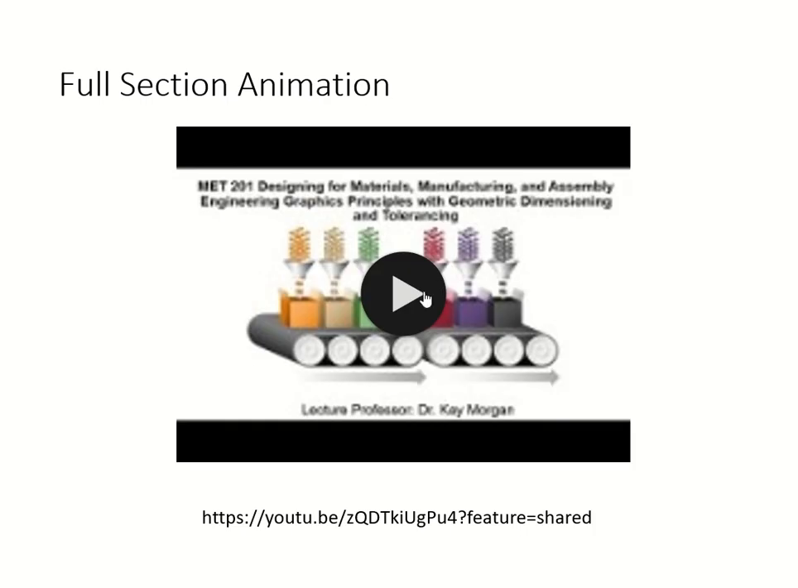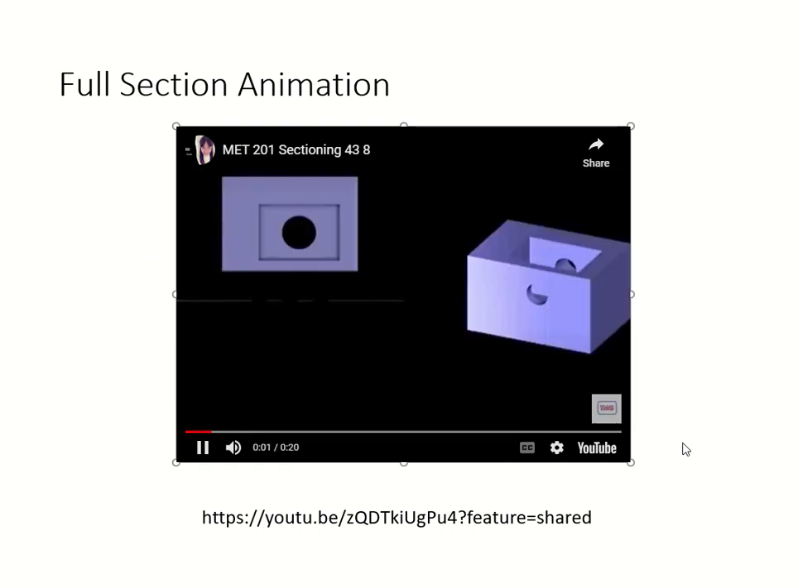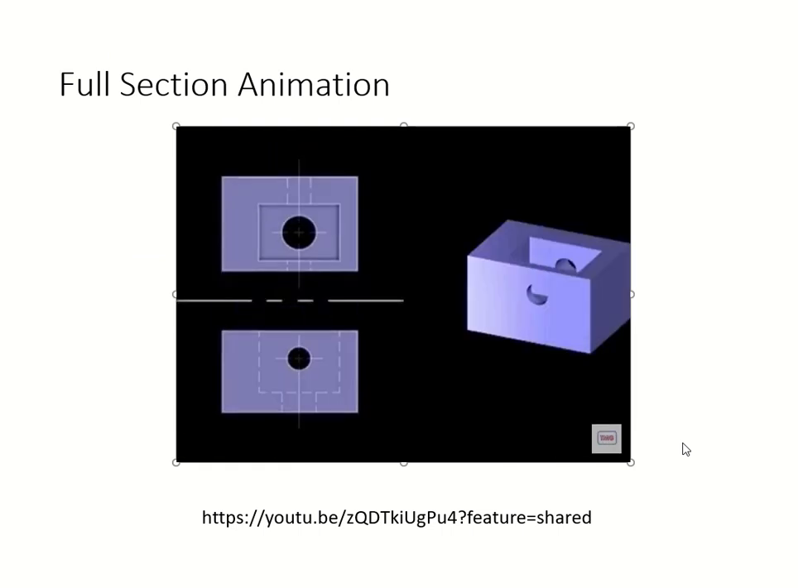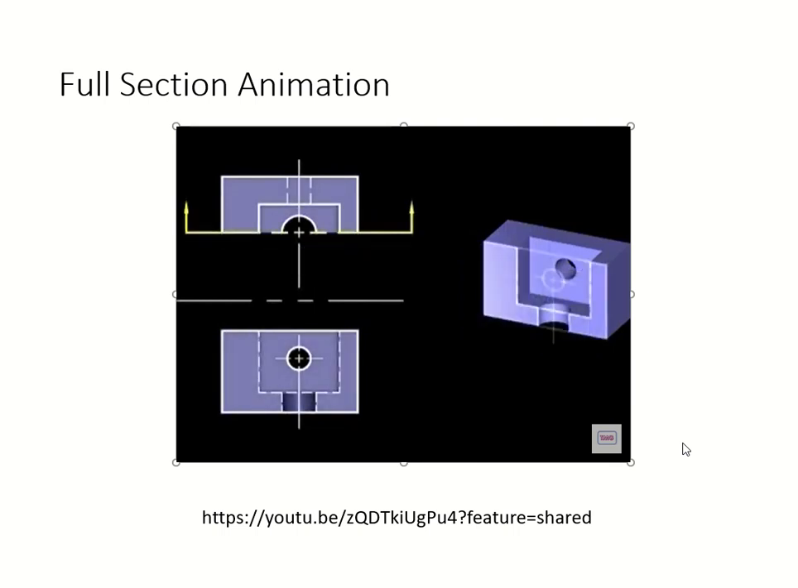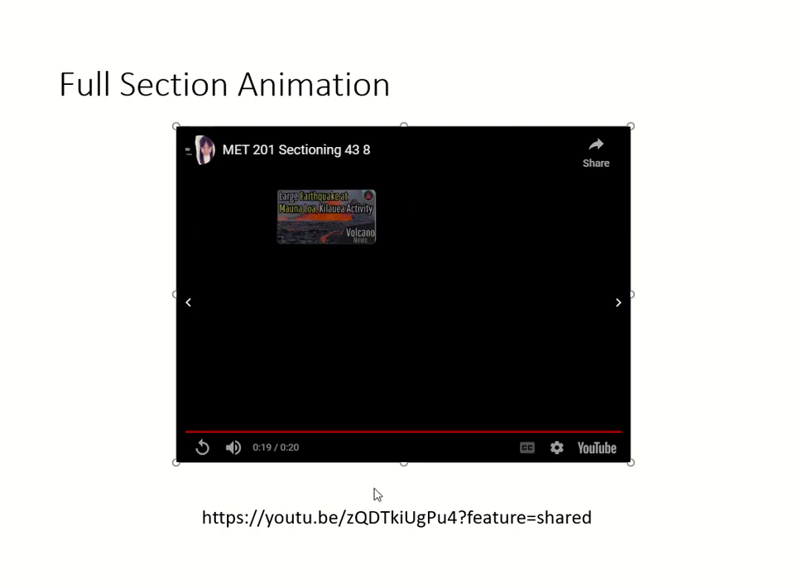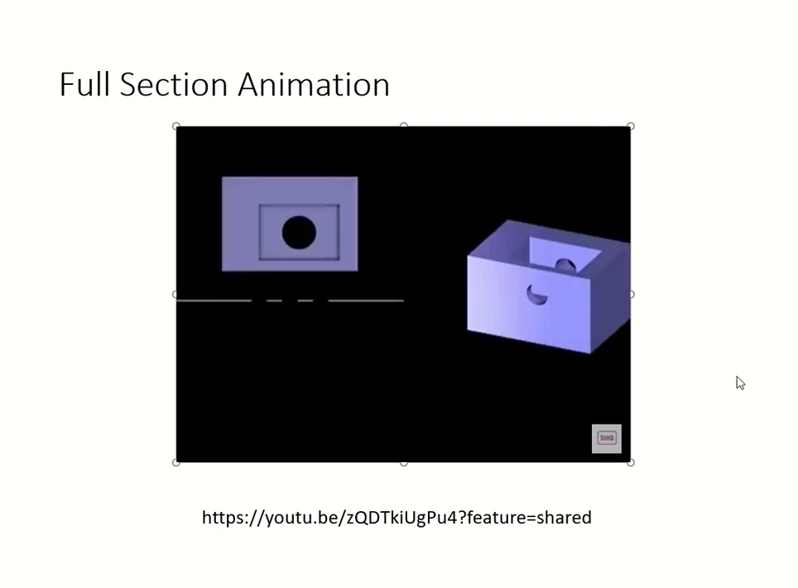All right, let's take a look at our animation. Your full line, you cut it, and there's your cutting plane right there. Then we change our hidden to regular line and put the sectioning. So you can see these are cross hatches. We're going to do it again.